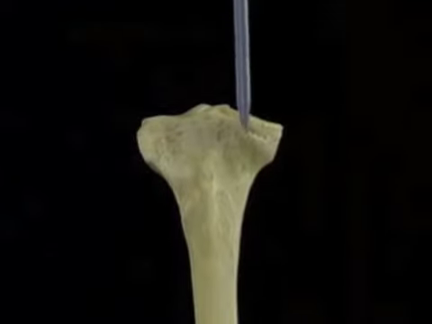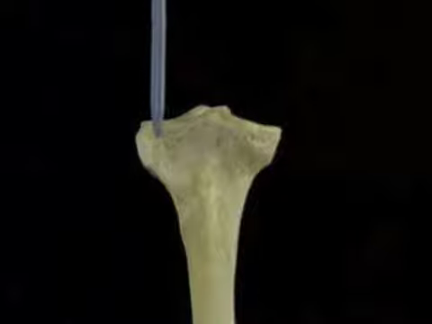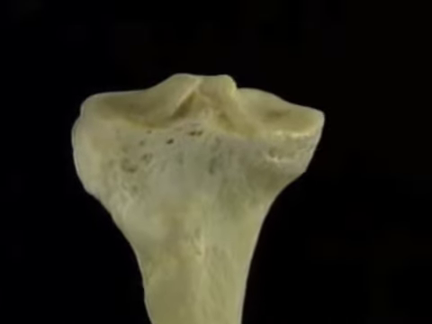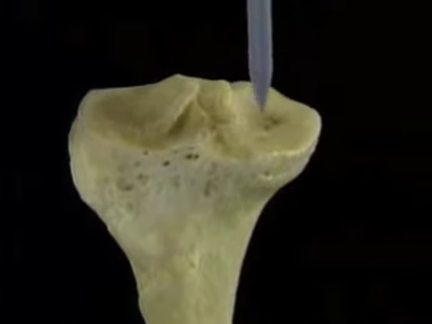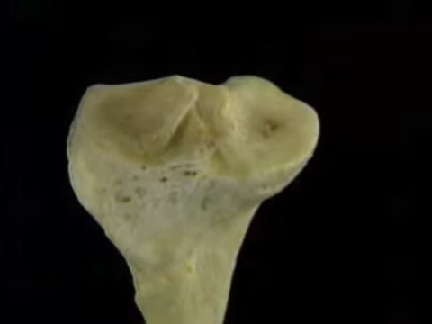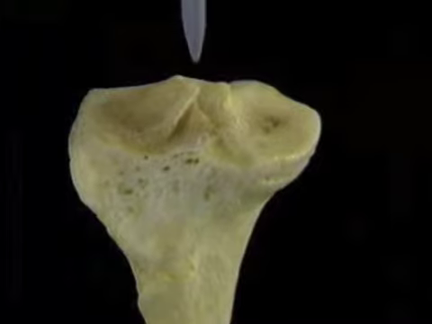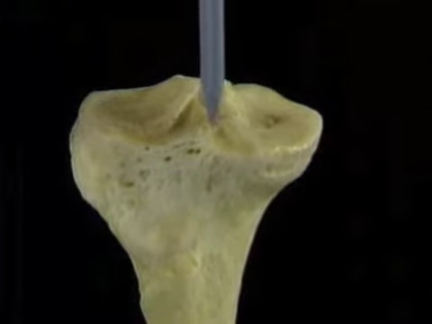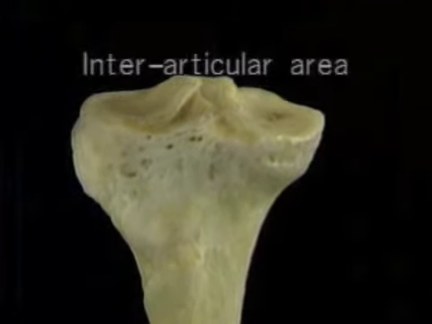This is the medial condyle, this is the lateral condyle. On top of the two condyles are two quite separate articular surfaces. They're much flatter than those on the femur. The rugged expanse between the articular surfaces is the interarticular area.